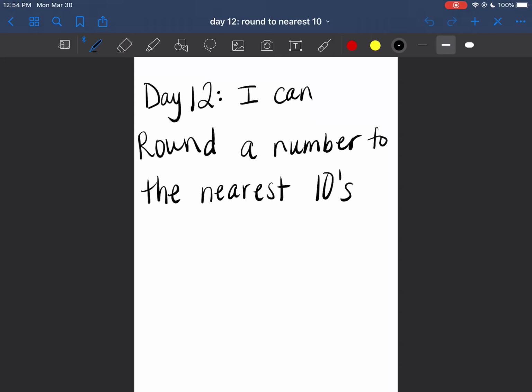For today, we are going to be working with rounding. We did rounding the very first quarter of the year, so I want us to think all the way back to first quarter when we were doing our rounding. All right, let's get started.